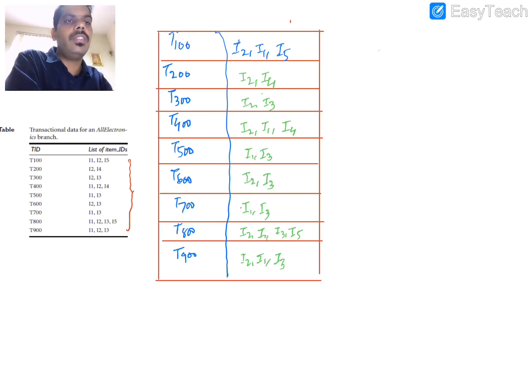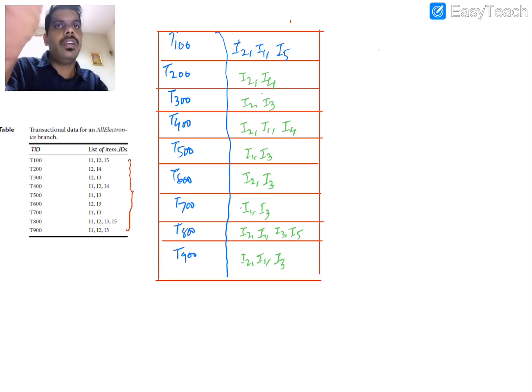So why? Because I2 has the highest frequency. Now we have rewritten the list of items in descending order. Now I am going to construct the FP tree. In order to construct the FP tree, first of all we need to start with an empty node like this.